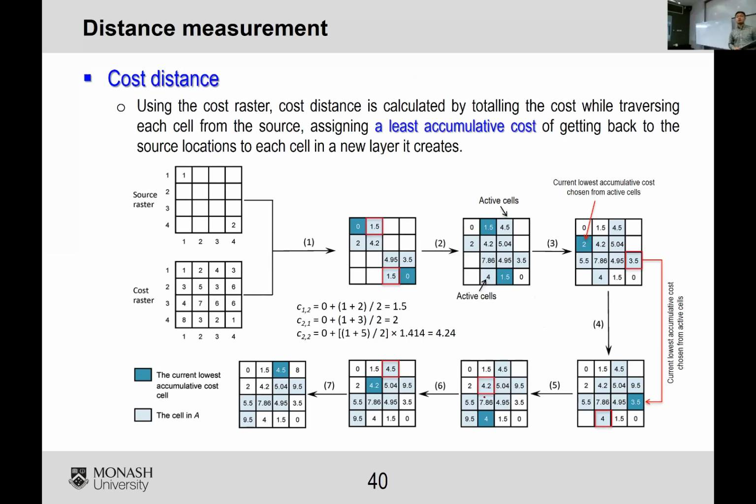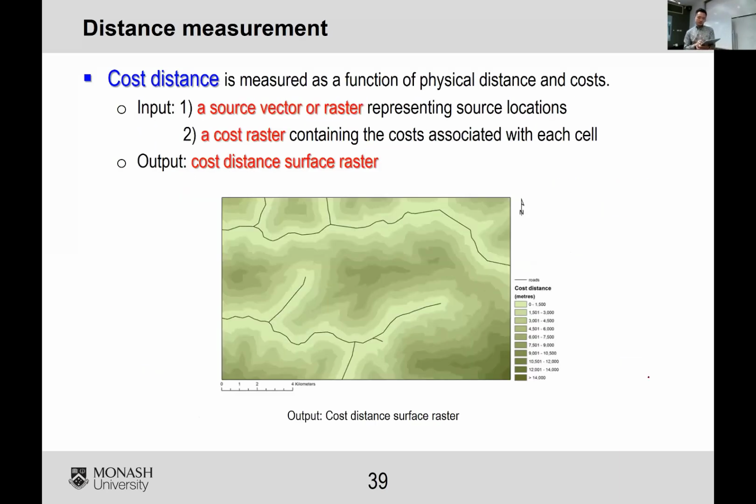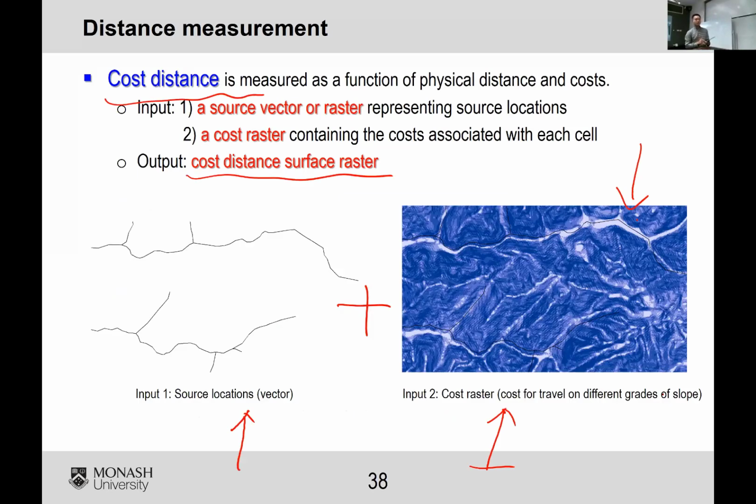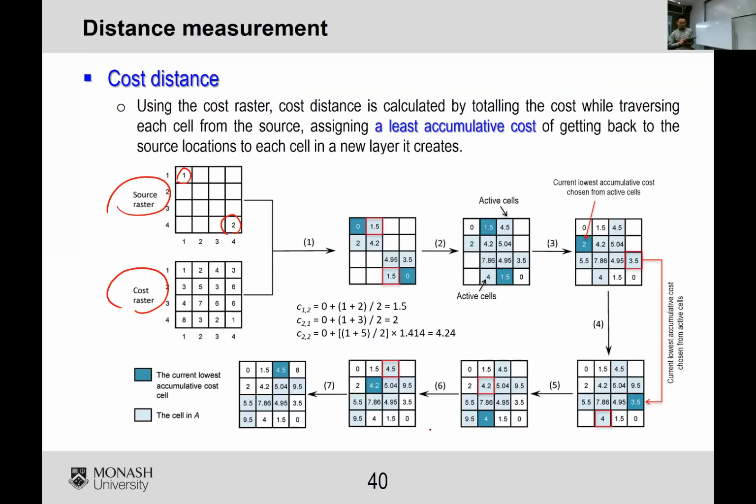The GIS program uses an algorithm called the spreading algorithm to calculate the cost distance. So we have two inputs, the source raster or vector, which indicates the source locations, and the cost raster, which is basically this raster in different levels of blue here. The cost raster on each cell has a value representing the cost to travel through that cell. Okay?